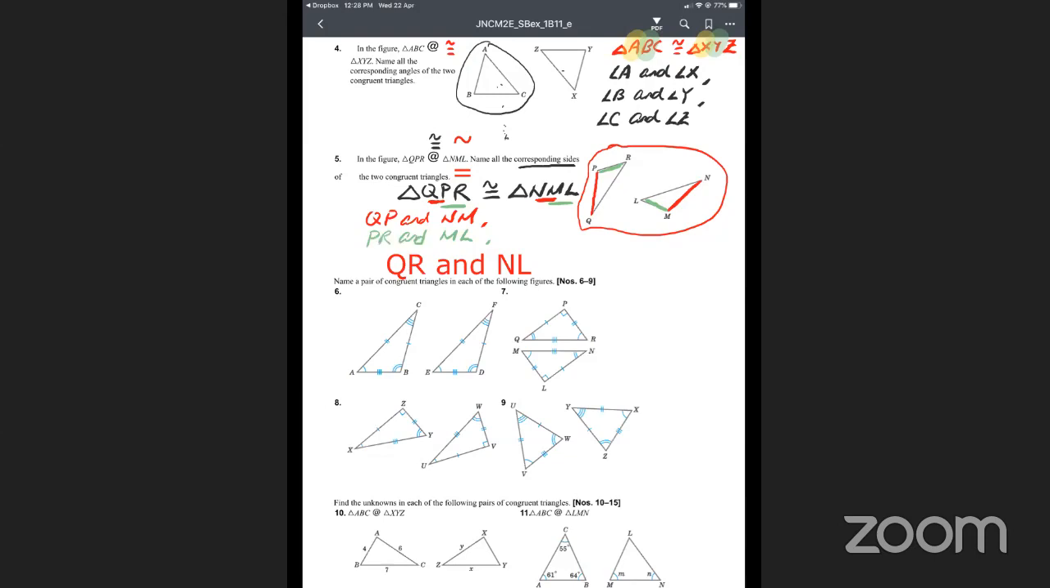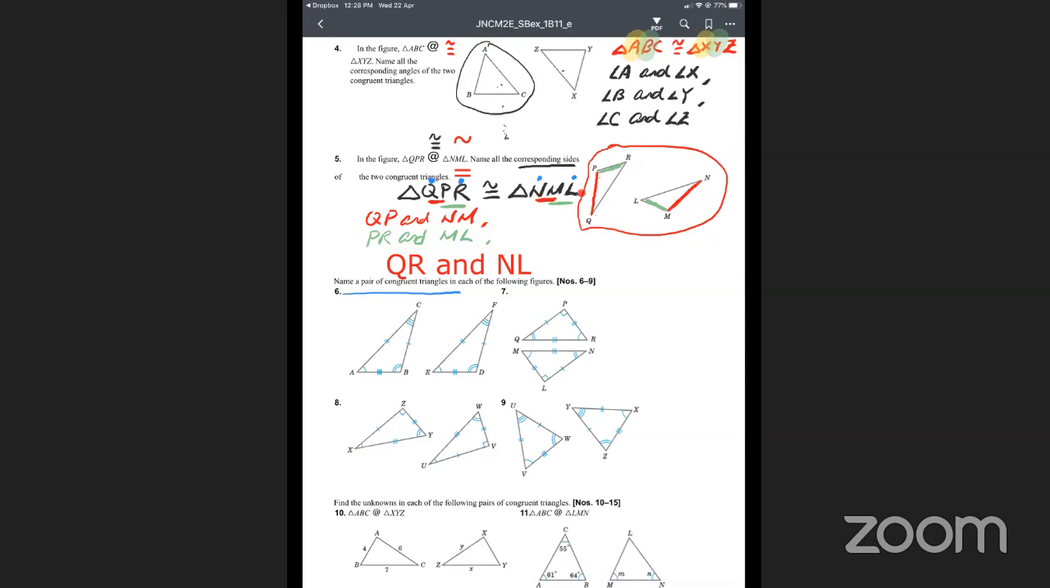The last one will be, look at these two, the first and the third one. Right, QR and NL. Now therefore, later, if you are asked to name the congruent triangles, you have to follow the correct sequence like that, so that people can trace back the corresponding sides.